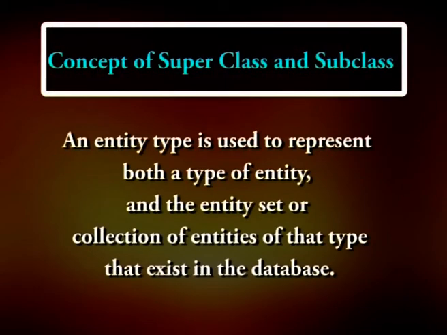Let us move to the concept of superclass and subclass. An entity type is used to represent both a type of entity and the entity set, or collection of entities, of that type that exist in the database. For example, the entity type employee describes the type, that is the attributes and the relationships of each employee entity, and also refers to the current set of employee entities in the company database.